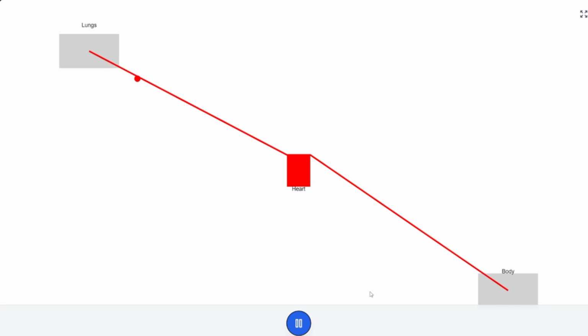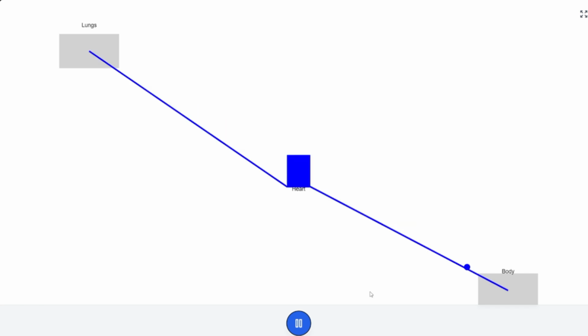Let's trace the path of oxygenated blood. It goes from the lungs, through the pulmonary vein, to the left atrium, then the left ventricle, then out through the aorta, to the body tissues. And deoxygenated blood, from the body tissues, through the vena cava, to the right atrium, then the right ventricle, and finally through the pulmonary artery back to the lungs.